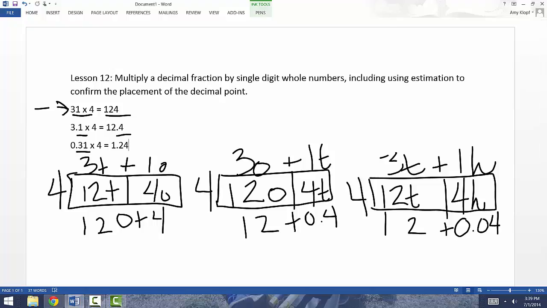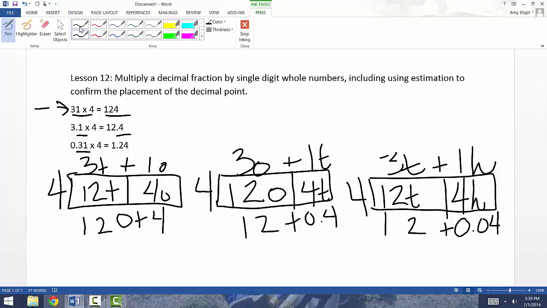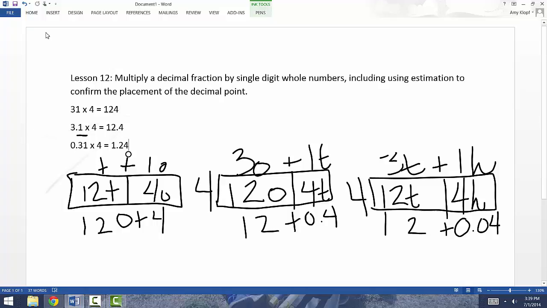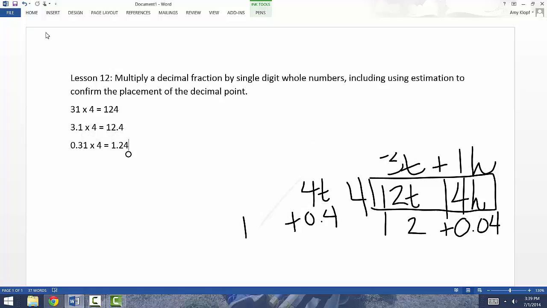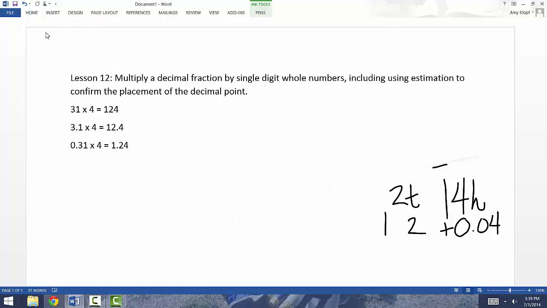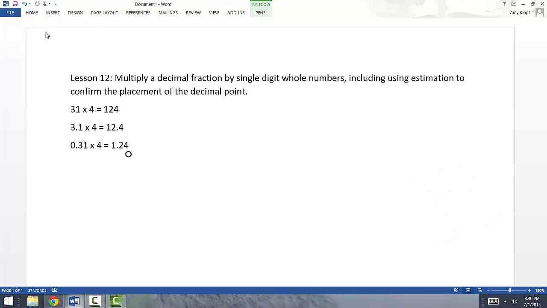To estimate, let's take one more problem. 8 tenths. And 2 times 3 is 6 hundredths. Writing that in decimal form, I would have 8 tenths plus 6 hundredths.